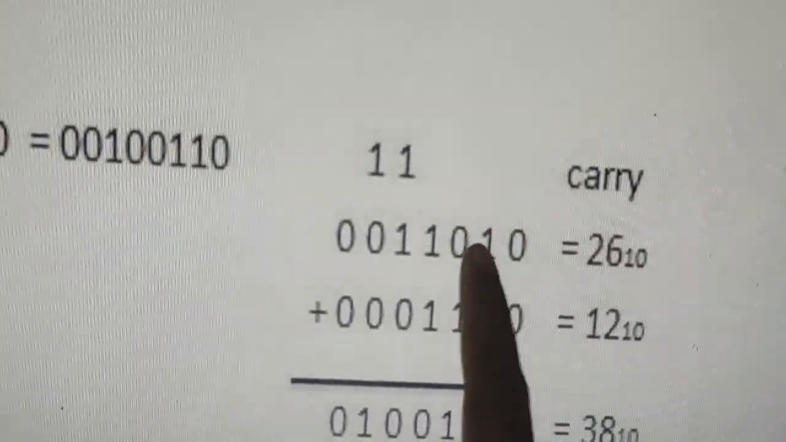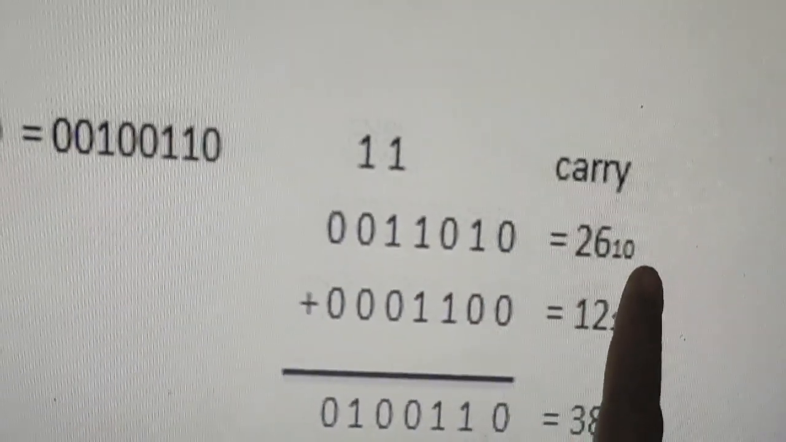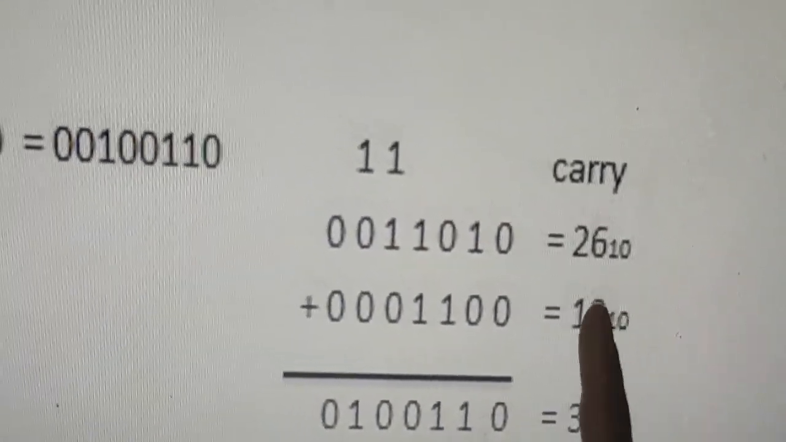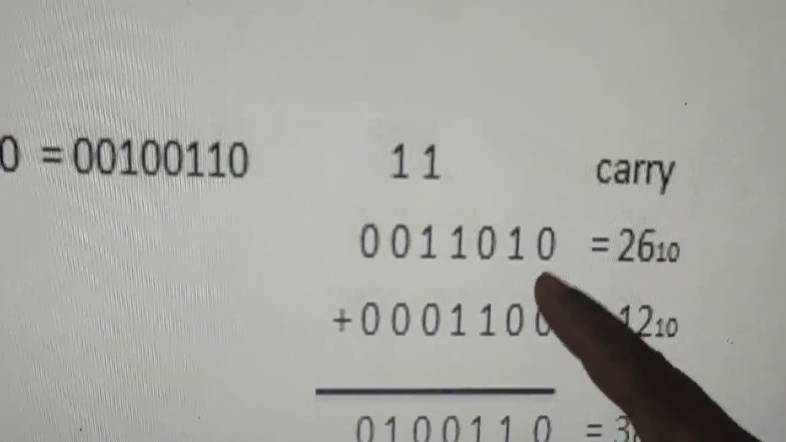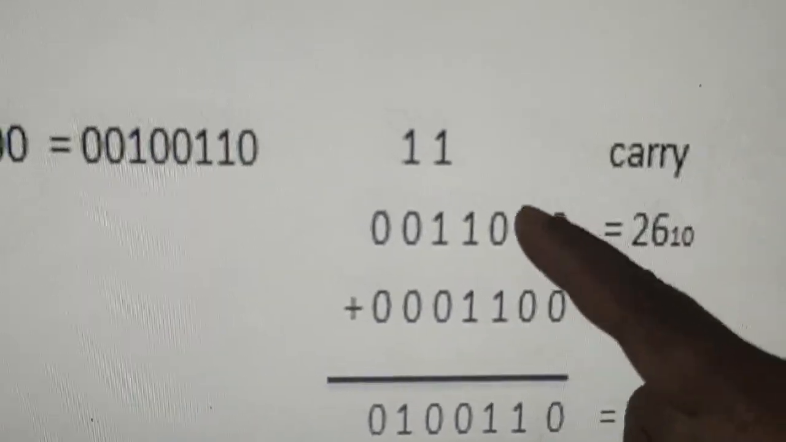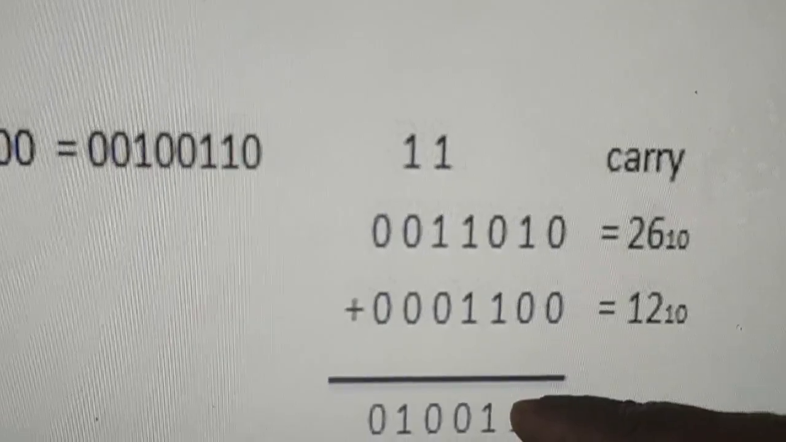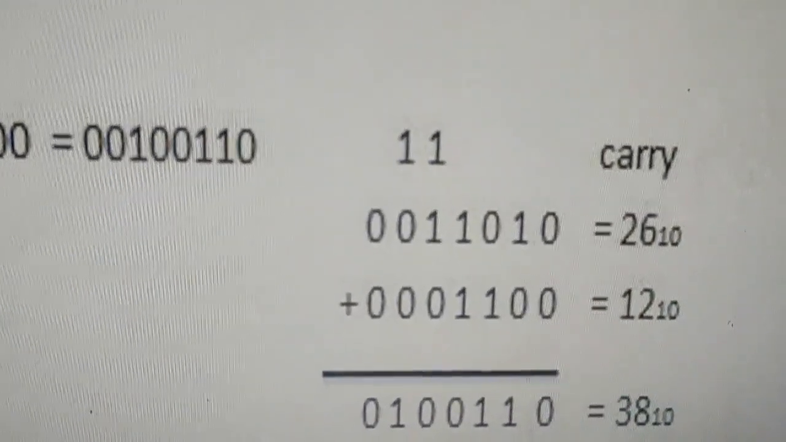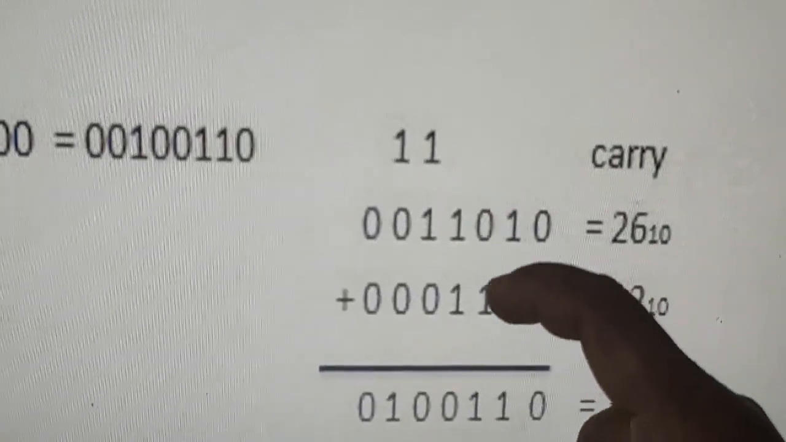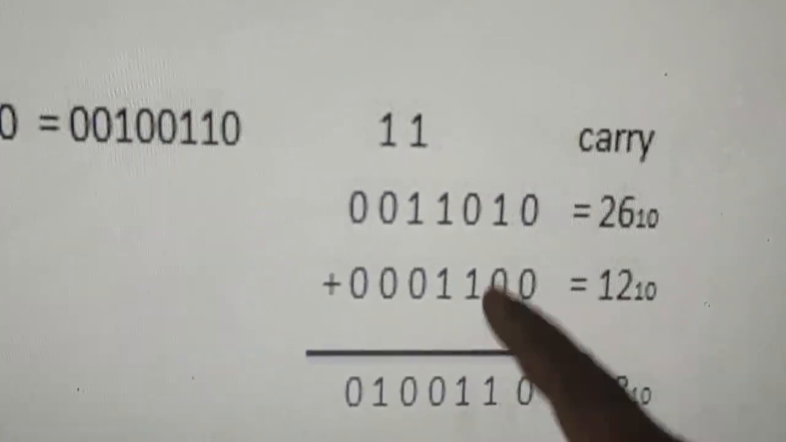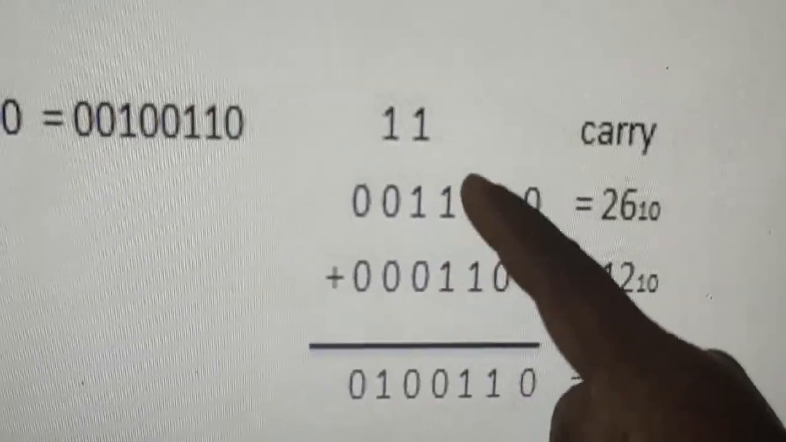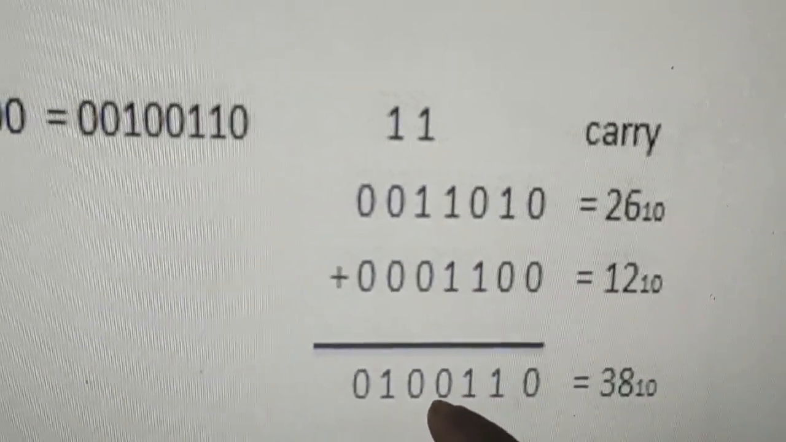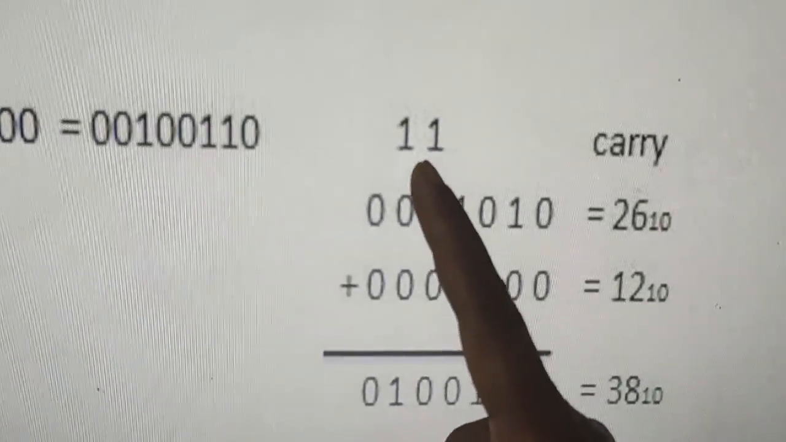This is the binary conversion of 26, and this is the binary conversion of 12. Now let's see: 0 plus 0 is 0, 1 plus 0 equals 1. We will see that truth table. You know the truth table? 0 plus 1 equals 1, and for 1 plus 1, we know the sum is 0 and we will have this carry. We will give this carry to the next number.